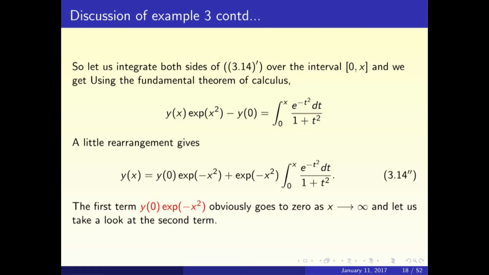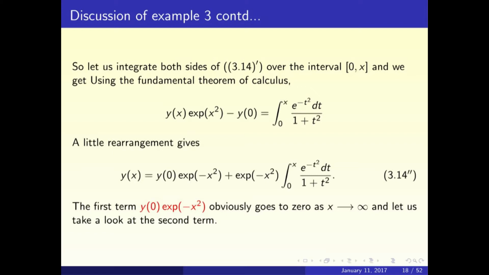Now we must pass to the limit as x goes to infinity and see what happens. The very first term on the right hand side of 3.14 double prime, which is written in red in this slide, y of 0 is a constant and e to the power minus x squared goes to 0 very rapidly. So this first term, y of 0 e to the power minus x squared, goes to 0. Now, let us take a look at the second term. Okay, what is the second term?